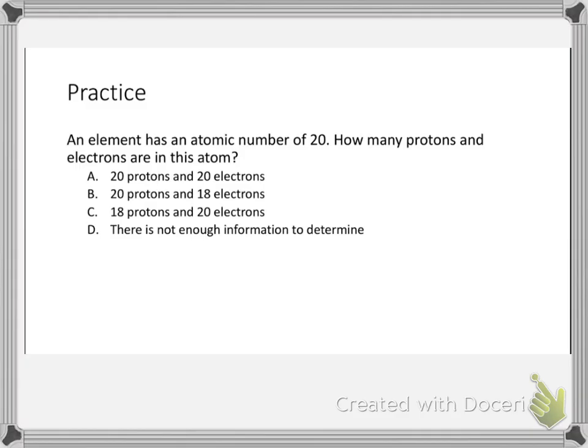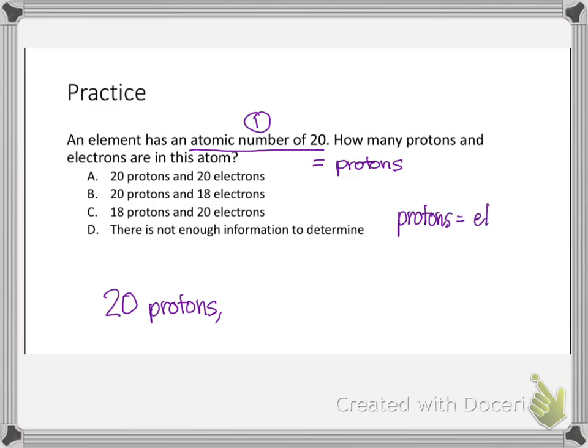All right, so looking at this, the atomic number is equal to the number of protons. So I know it's 20 protons. And then I also know that the protons in an atom equal the number of electrons in an atom. So if it has 20 protons, then it must have 20 electrons. So 20 and 20. So if you answered letter A, then you are correct.